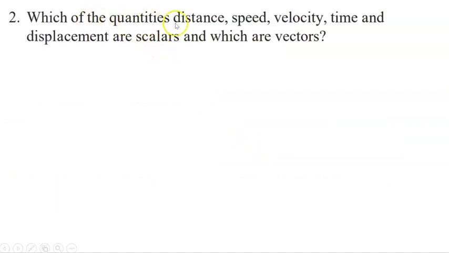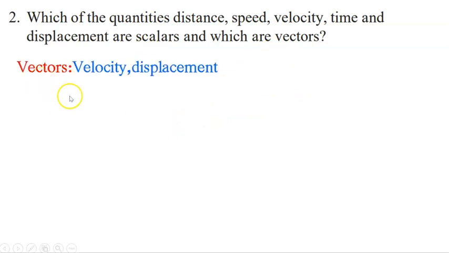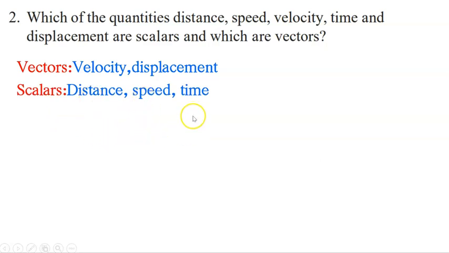And for a scalar, only the magnitude is sufficient. Now the next question: which of the quantities distance, speed, velocity, time and displacement are scalars and which are vectors? It's clear that the vectors are velocity and displacement. And the scalars are distance, speed and time. These have only magnitude. At the same time, velocity and displacement have both magnitude and direction.